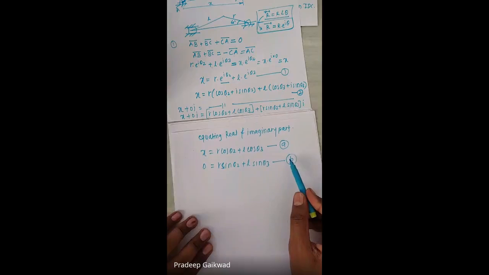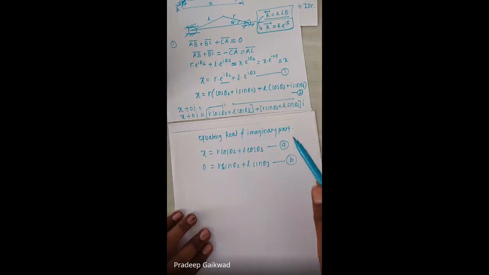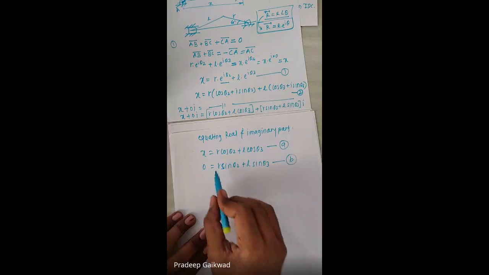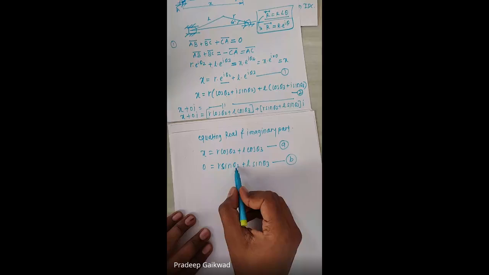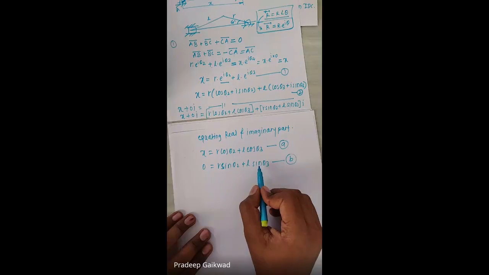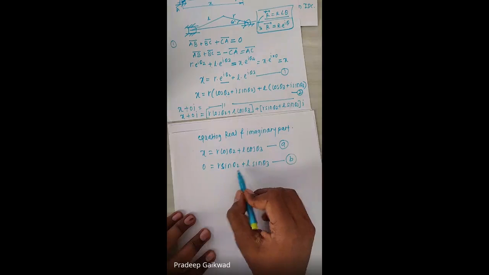Is it clear how we get A and B? What did we do here? Very simple: I just equated the real and imaginary parts. If you solve these two equations, here it is 0. Just put in the values. Theta 2 is known, R is known, L is known. What is unknown in equation B? Theta 3.